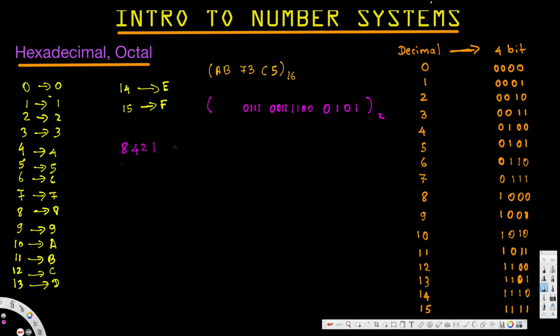And B is equal to 11. We need 8, 2 and 1, so 1 0 1 1. And for A, we need 10: 8 and 2, so 1 0 1 0. We need some space.